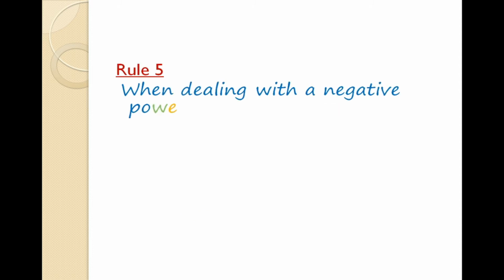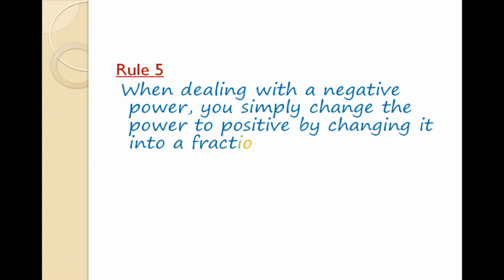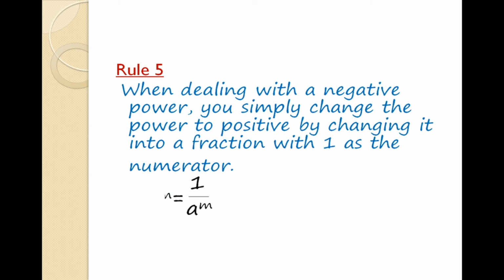And finally, rule number 5. When dealing with a negative power, you simply change the power to positive by changing it into a fraction with 1 as the numerator. So when you write a to the power minus m, you simply write 1 over a to the power m. If the power was negative, then it becomes positive. If it was positive, then it becomes negative. So you negate vice versa.